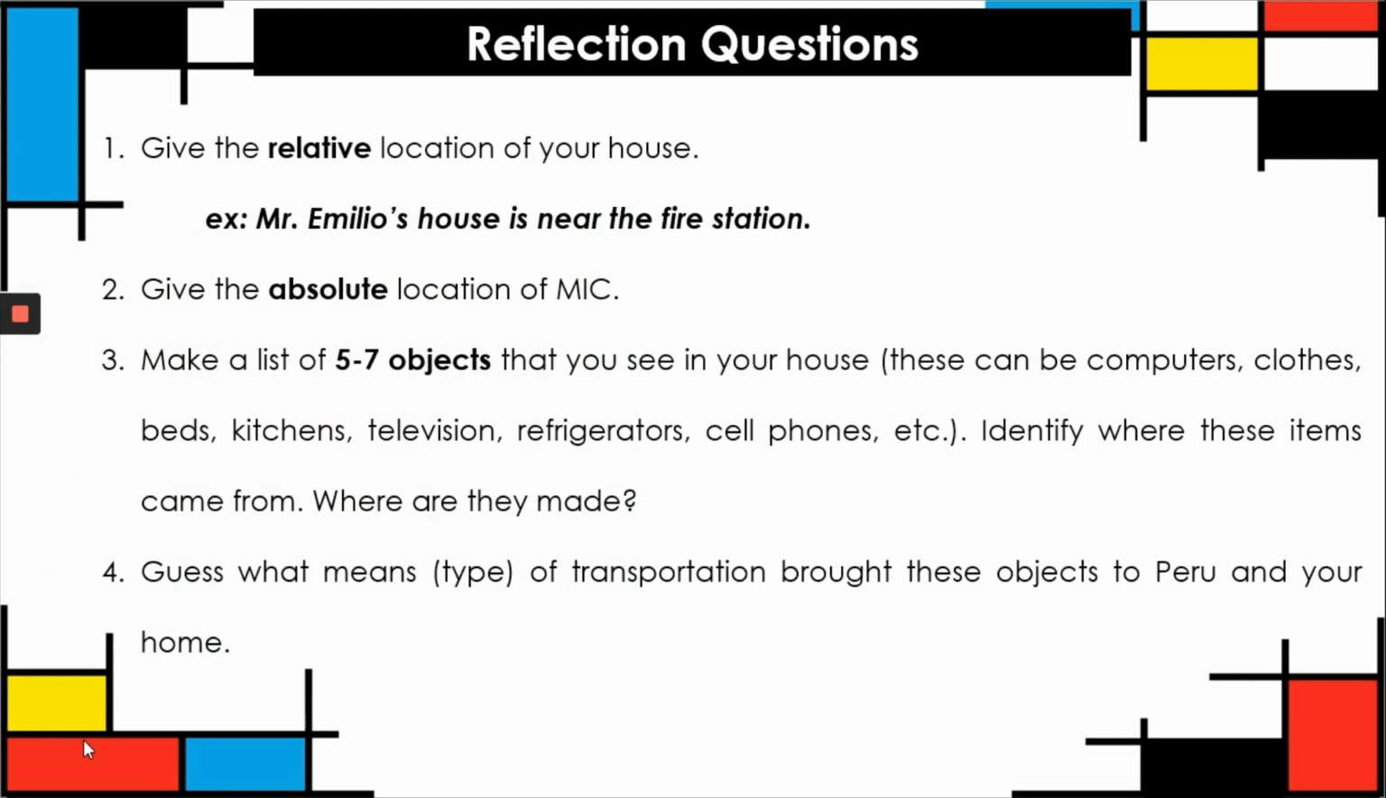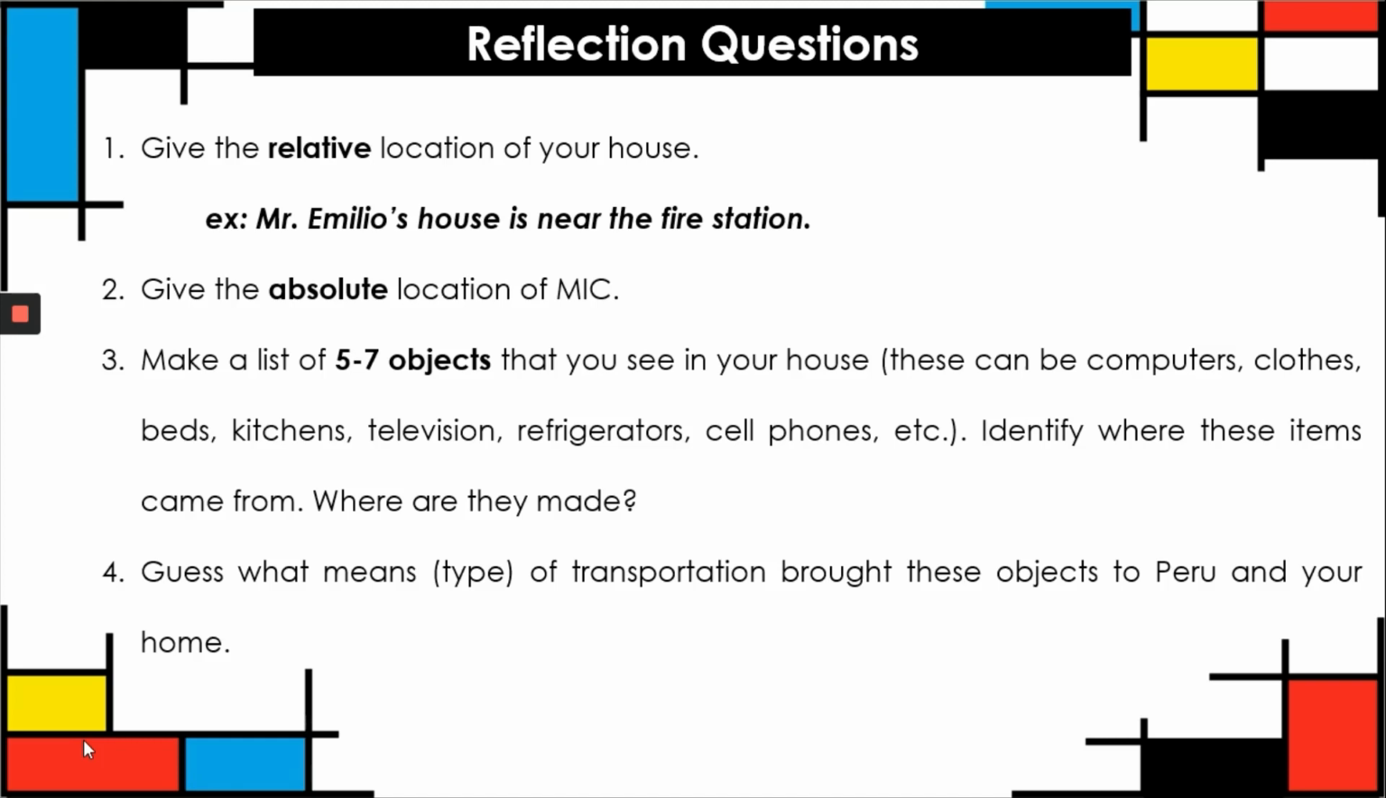Now, some reflection questions. After watching this video, you're going to answer these questions. There are 4 questions. I want you to give me the relative location of your house. For example, Mr. Emilio's house is near the fire station. That is a relative location. I'm using the reference fire station to describe the location of my house. I also want you to give me the absolute location of Nick. Remember, latitude goes first, then longitude.